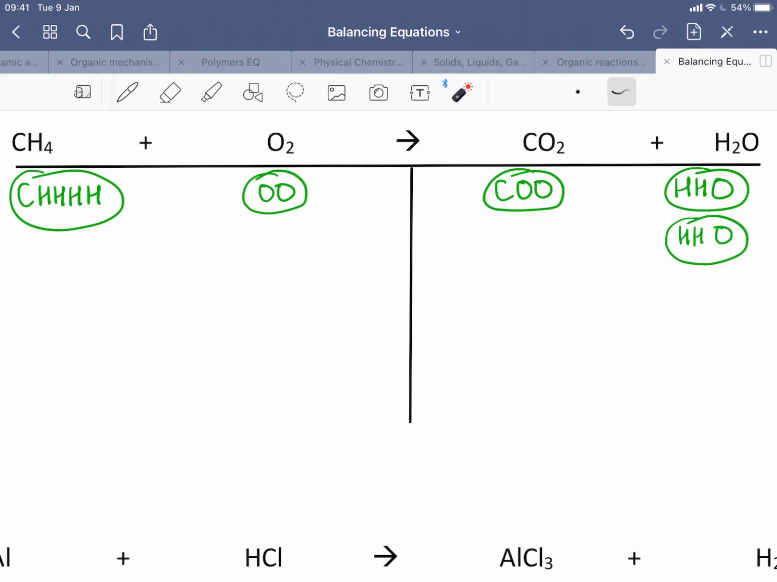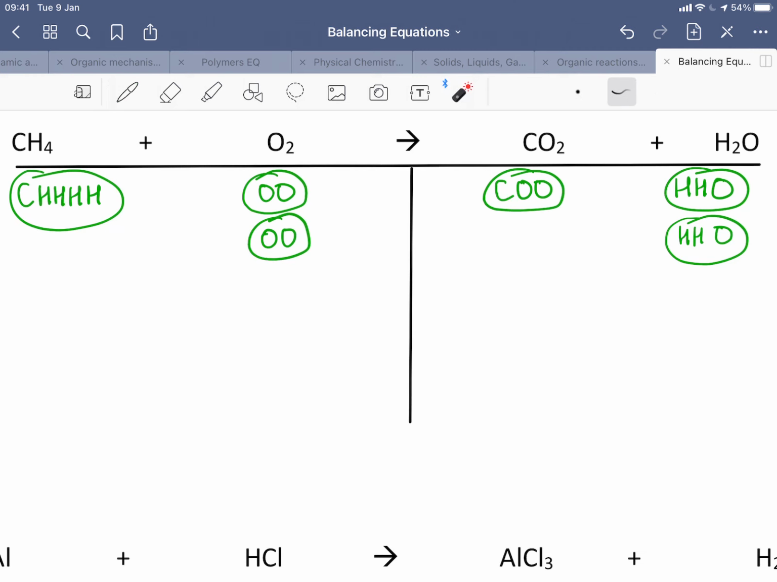So now we're just down to the oxygens. On the left hand side I've got 2 oxygens at the moment, and on the right hand side I've got 1, 2, 3, 4. So I've got 4 oxygens, so I'm going to need to add a bubble containing the oxygens on the left. So do that.